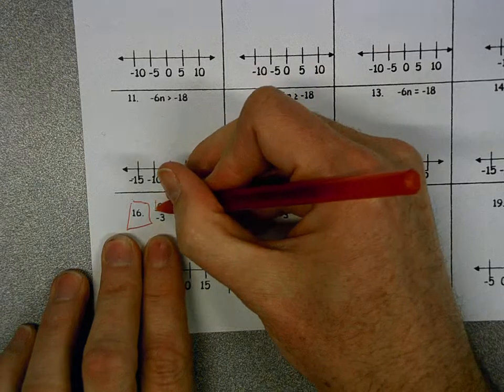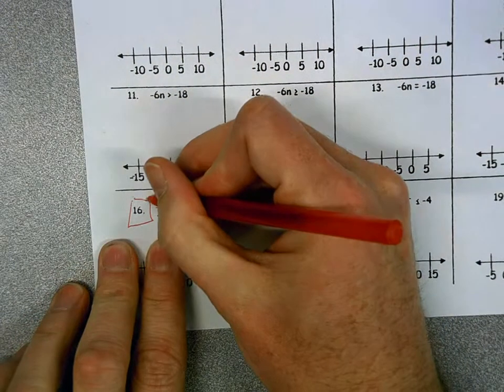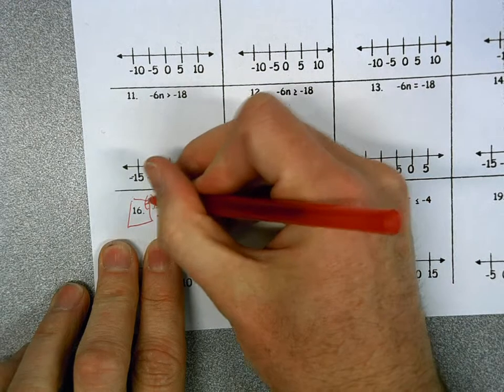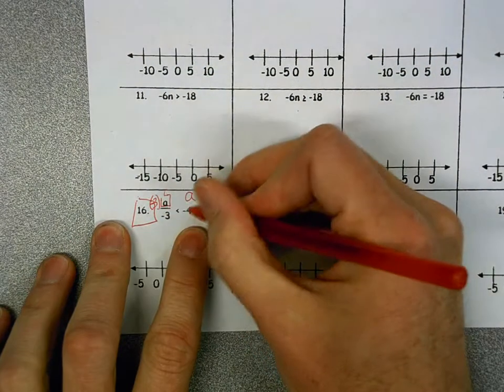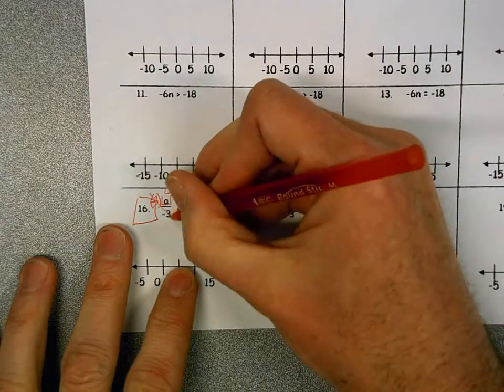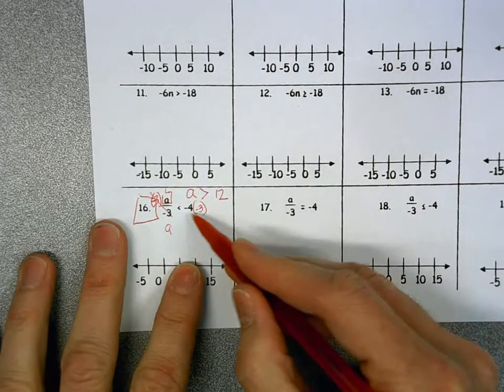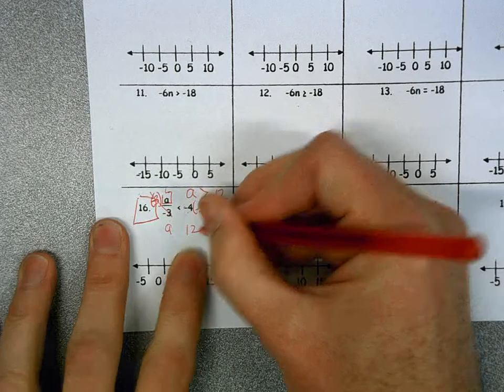So, A, box it in. It's being divided by -3, right? So we multiply by -3. There's our inverse. Whatever we do to one side, we do to the other. All that part's exactly the same as before. These cancel. We end up with A. We have 4 times 3 is 12. It's a negative times a negative, which is a positive.